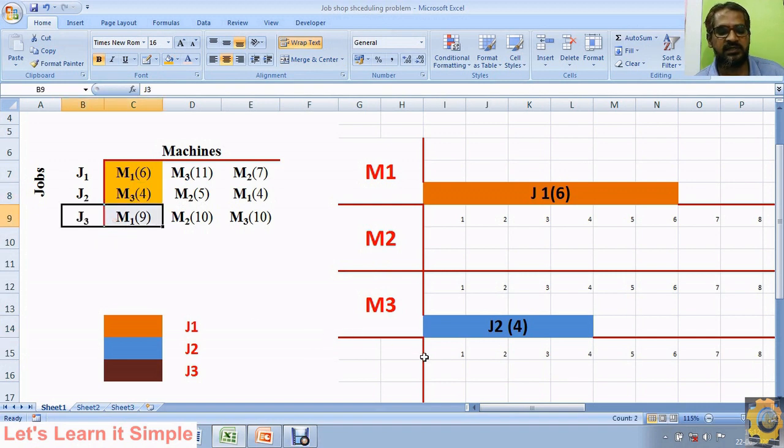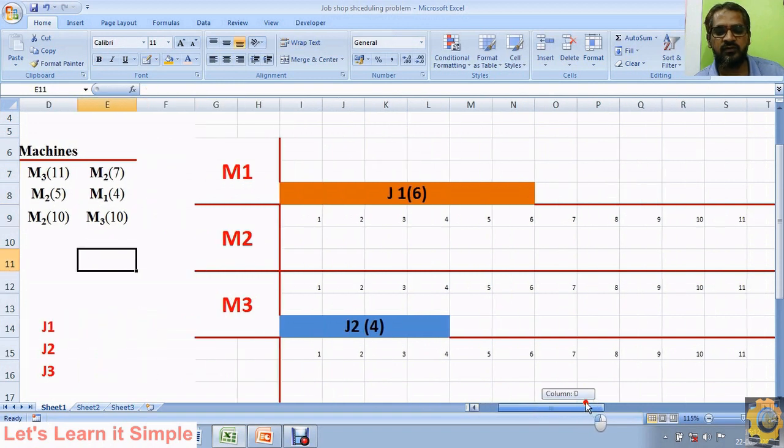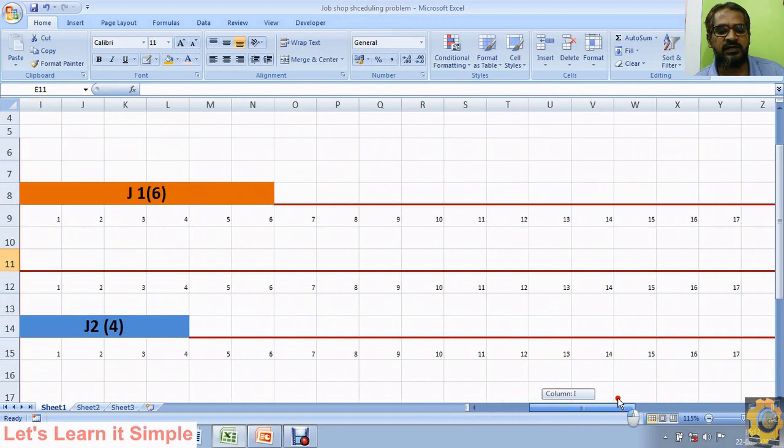Already we said based on SPT, though J1, J3 come to M1, J1 first goes to M1, then we can take J3 to M1. Okay. Now I am selecting a third job, the one which needs to go to machine 1, with a processing time of 9.